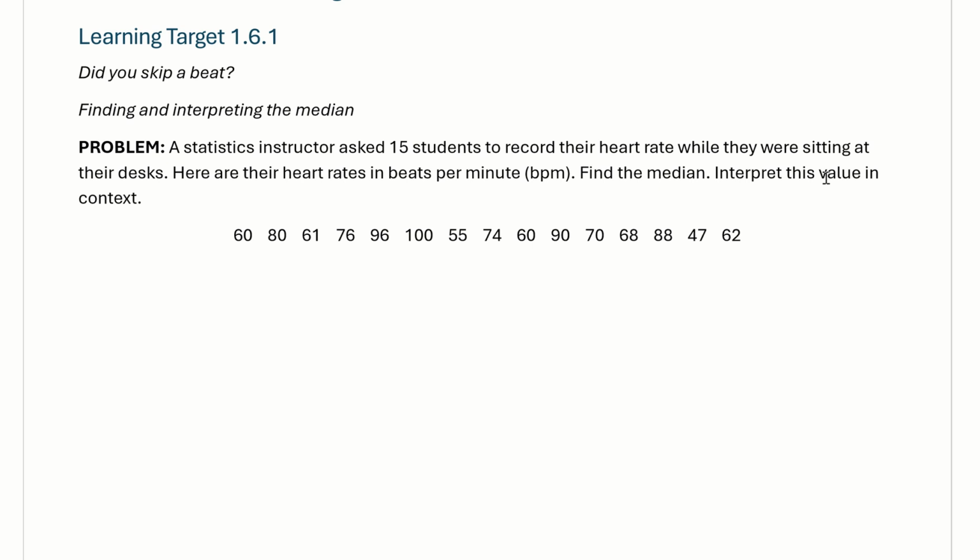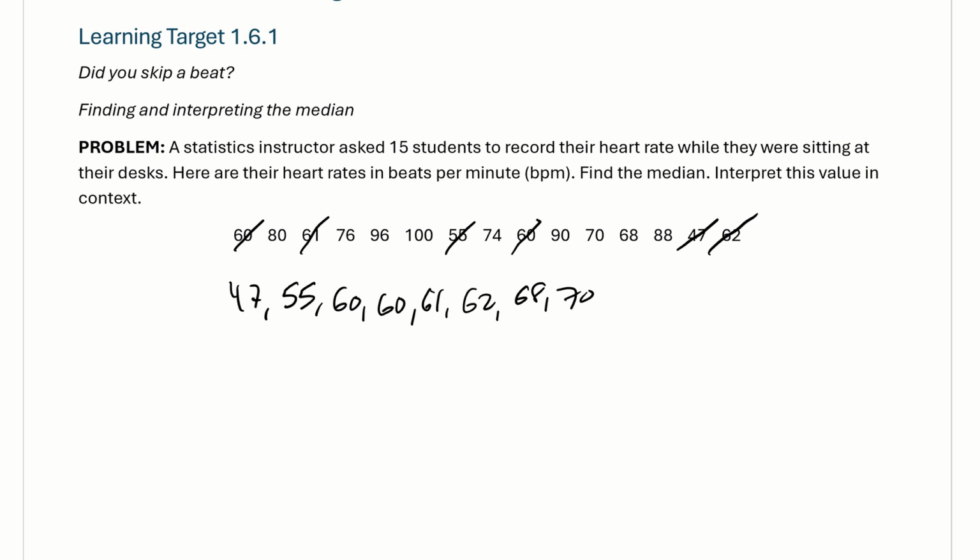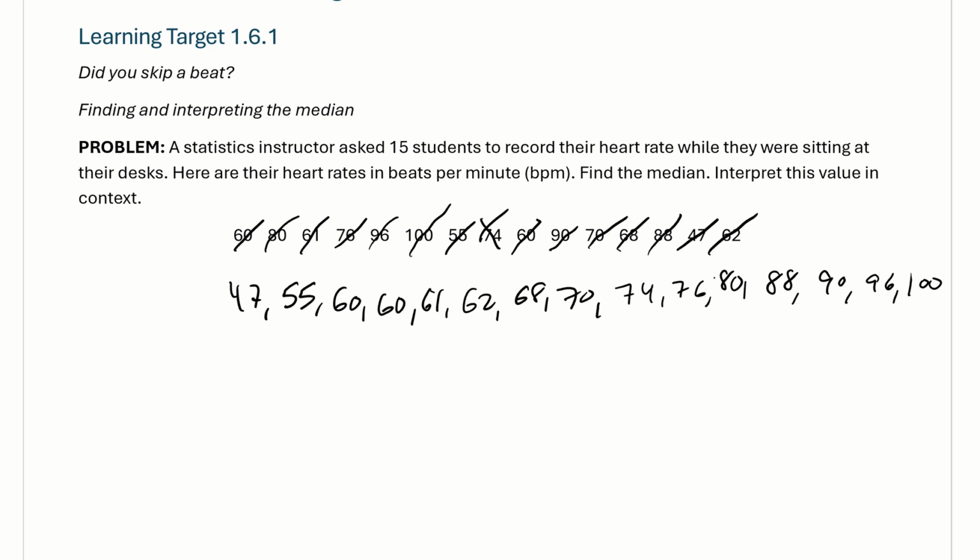First, you got to put the data in order. So let's do that first. So we got 47, 55, we got, I think, 260s. Yep, 260s. We got 61, 62, 68, and 70. 74, 76, 80, 88, 90, 96, and 100. Okay, so there you go. So that's in order.